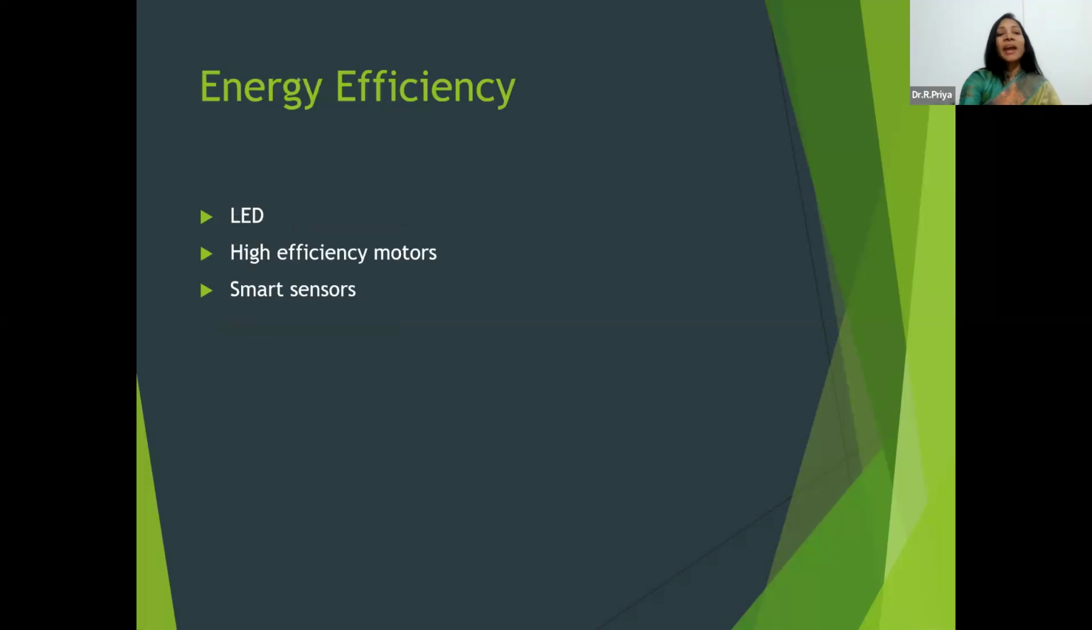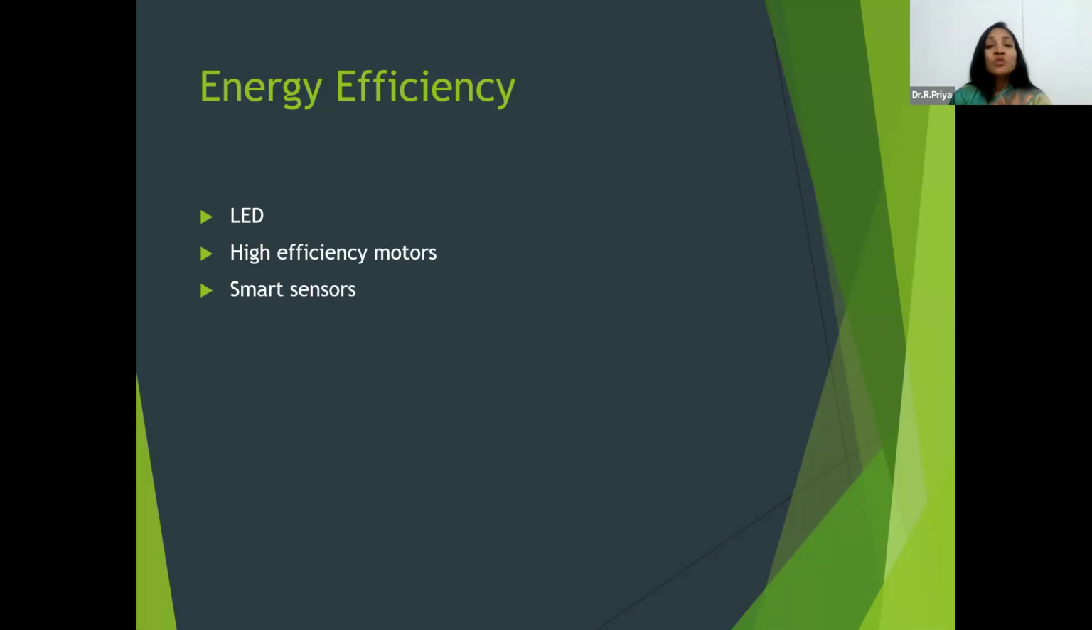Then energy efficiency, we can see that four things, the technologies: energy efficiency and renewable energy, then waste heat recovery and smart automation, right? The four things we can see elaborately, I mean the green manufacturing technologies we can see a little bit in depth. Okay, so first we can see energy efficiency in green manufacturing.